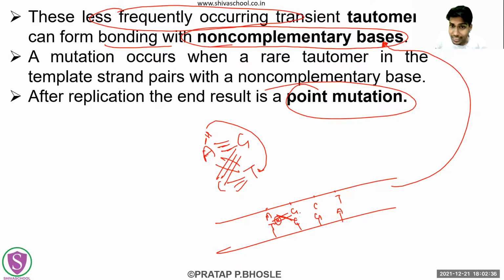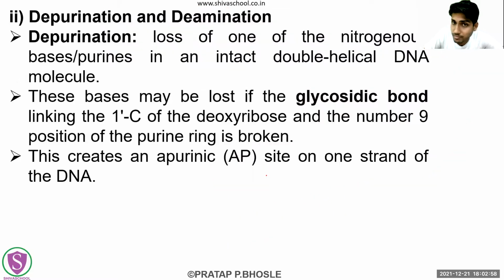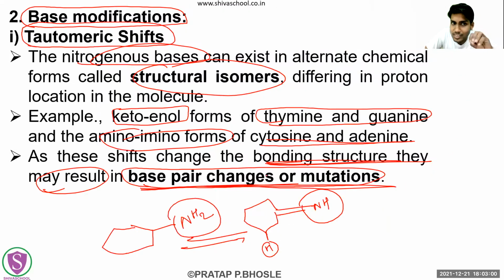Now that is not expected for us. That is what we don't want. Okay, we always want this thymine to form a bond with the adenine, to have a healthy DNA, to have a correct DNA. Okay, we always want this cytosine to form a bond with the guanine. But if this is not happening, then obviously it's going to create some problem. Now that problem is what? That problem is nothing but the mutation. Okay. So this is the first part, the tautomeric shift.